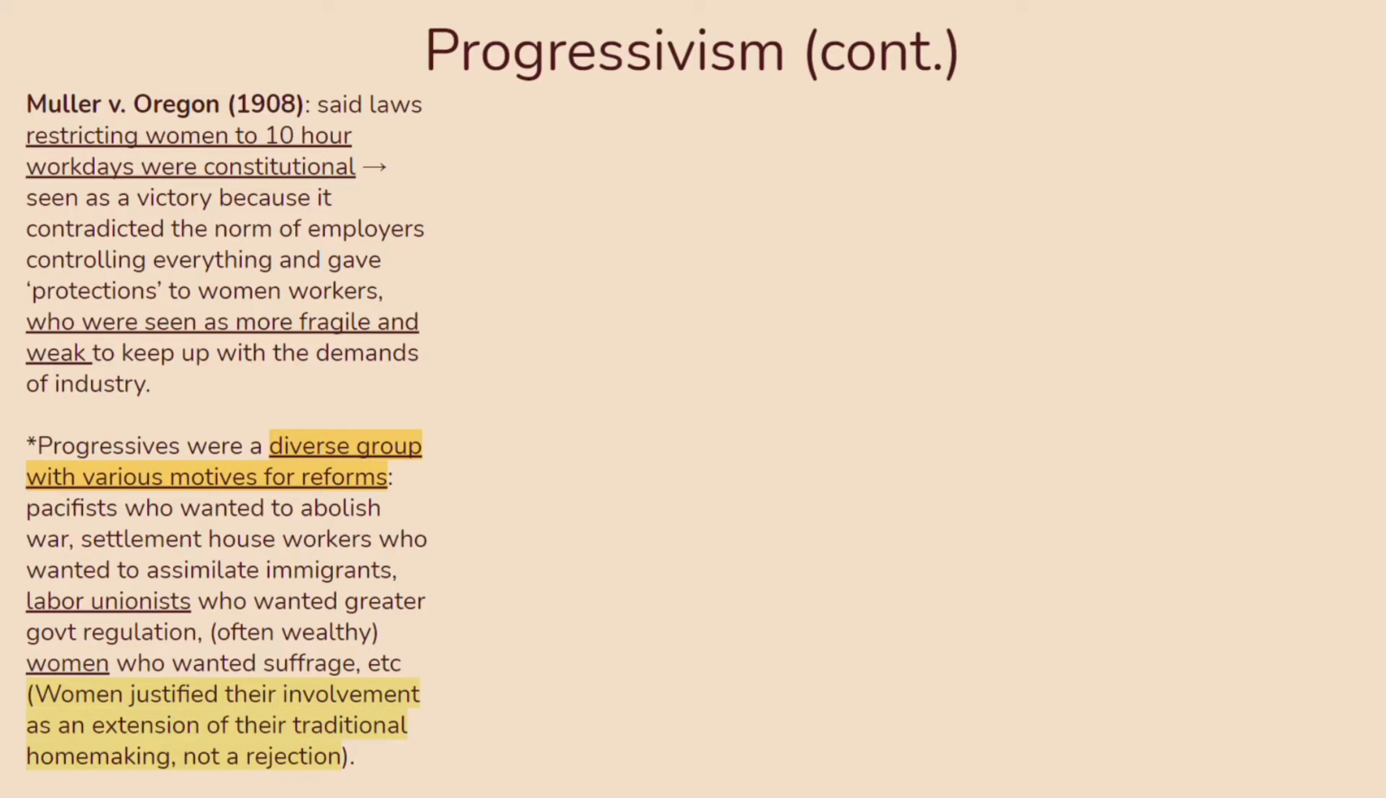women wanted suffrage, and this was justified because they said that they were really involved in the house, and it was actually an extension of their traditional homemaking capacities to be able to vote, not a rejection. Because the idea that a woman could vote was generally seen as giving them too much power. It was sort of like a man's thing.